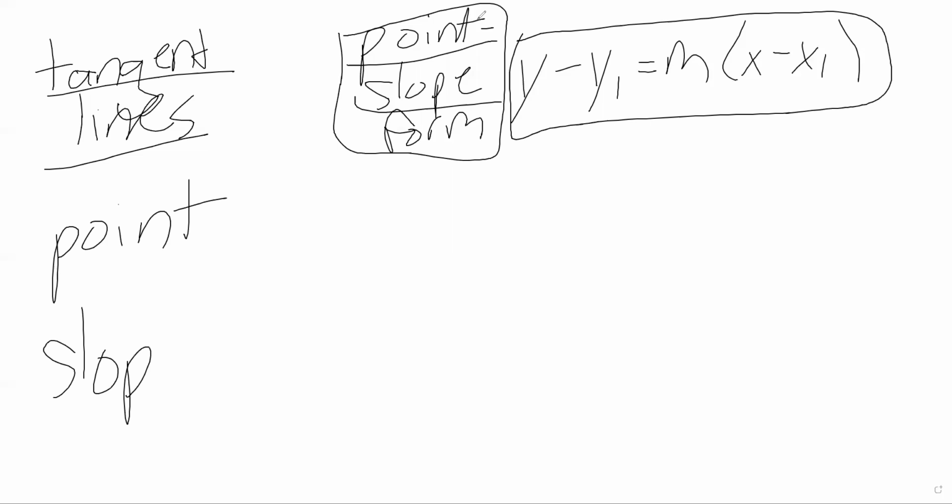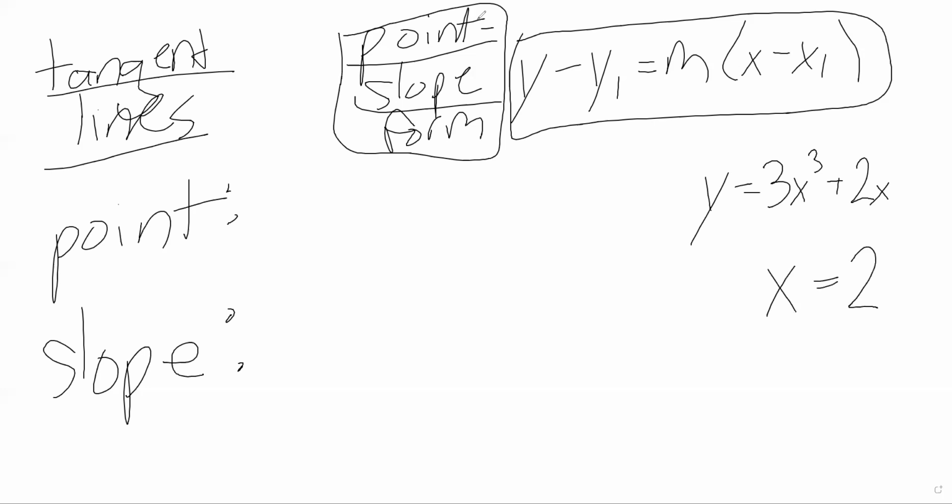y minus y1 equals m times x minus x1. Not a slop, it's a slope. So let's say we have a question like this: y equals 3x to the third plus 2x, and we want to find the tangent line when x equals 2.